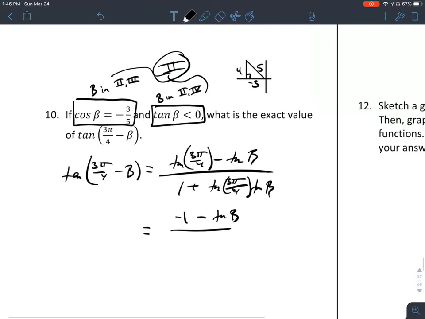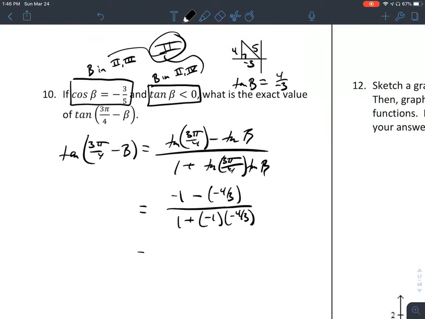Oh, I forgot here. You know what tangent of beta is? Using this triangle up here, tangent of beta is going to be -4/3. So I'm going to put that in. So then we got 1 plus -1 times -4/3. This is going to reduce to 3/3 plus 4/3.